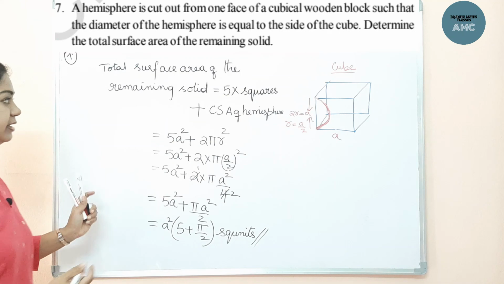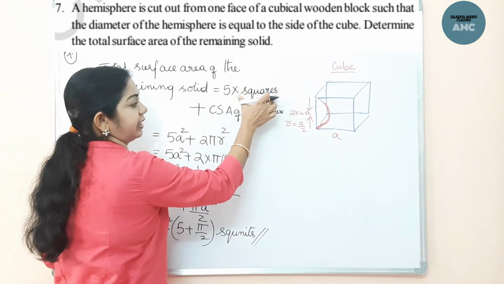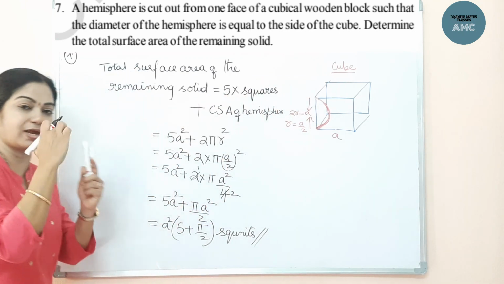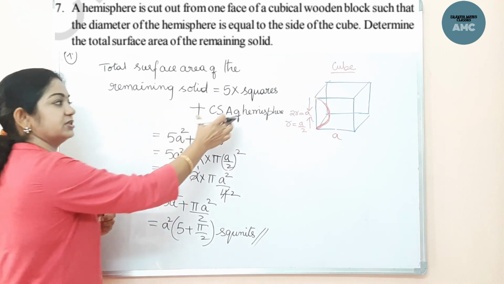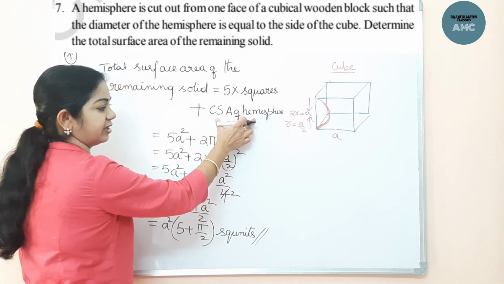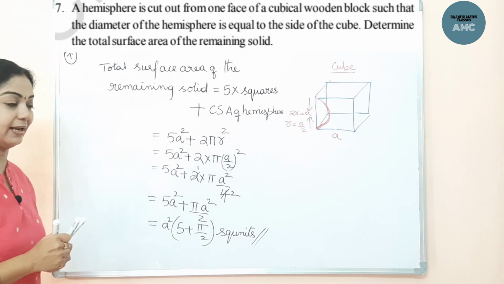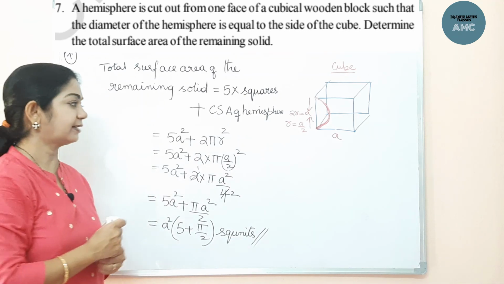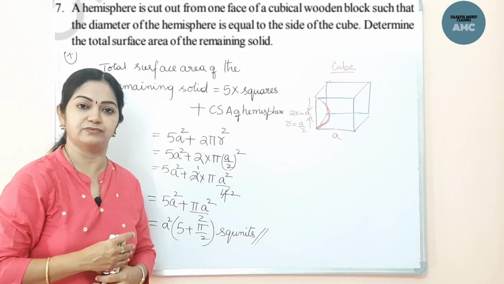So this is the area. Here 5 into square areas, that means all the 6 sides, one part is cut. So 5 into the square part plus the CSA of the hemisphere. So like this we will be calculating the surface area of the combination of these solids.